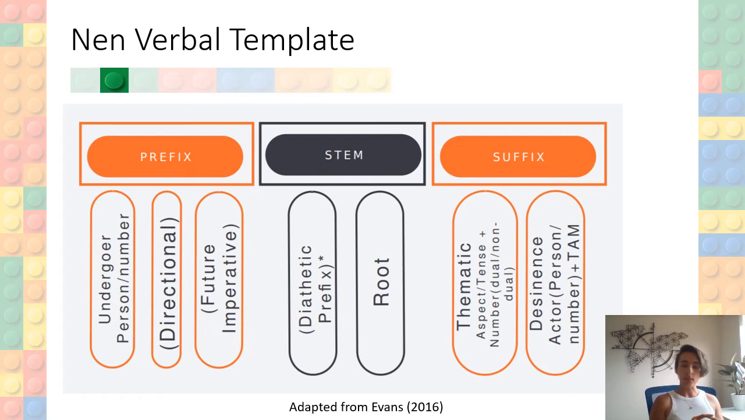And within the suffix, we make a split between thematic and dissonance. So the thematic marks the subject as either dual or non-dual, and also has to agree with the TAM category. And the dissonance further distinguishes the actor or subject's person number, whether it's singular, dual, or plural, and has to, of course, agree with the TAM category.